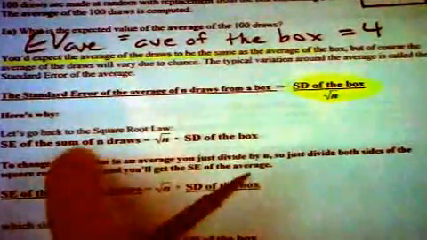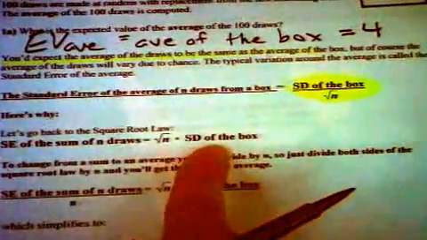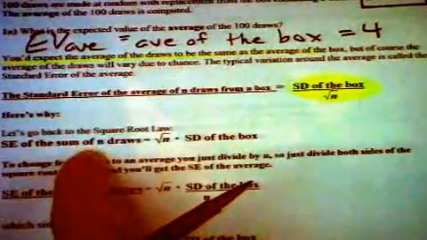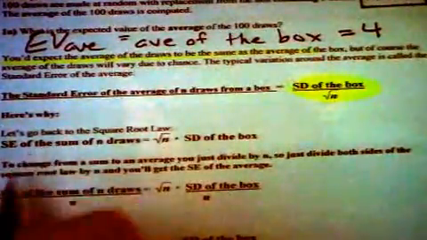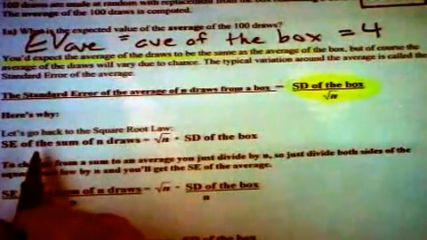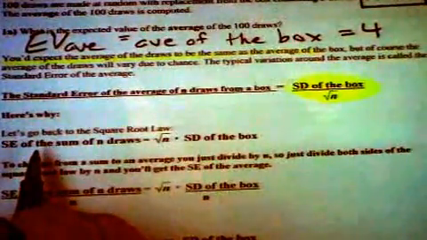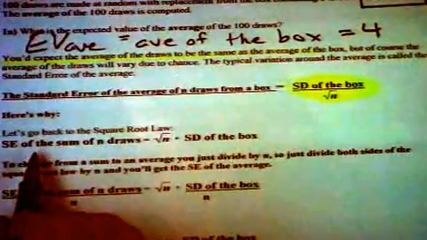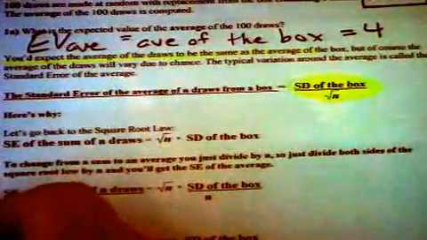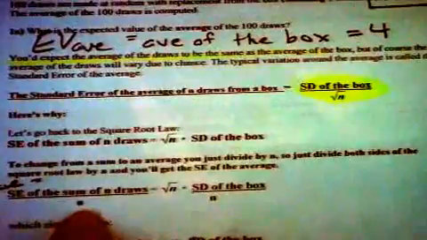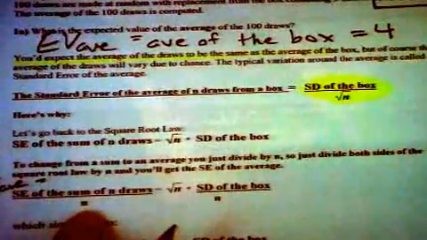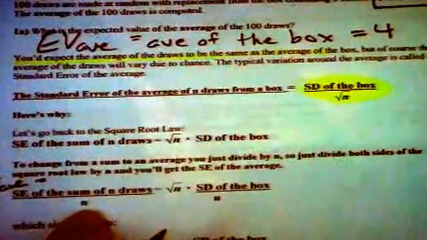Standard error of the sum of the draws is equal to that, right? Now, what if we divide both sides by n? All I'm saying is, how do you get an average? You sum things up and you divide by n. So now the standard error of the average is just going to be divided by n. That's how you always get an average. You sum things up and divide by n.